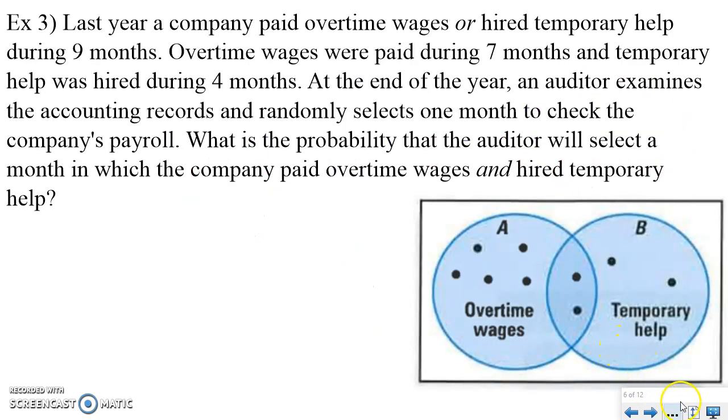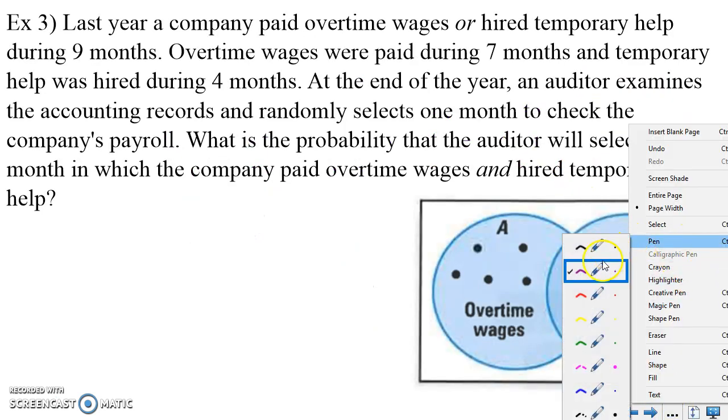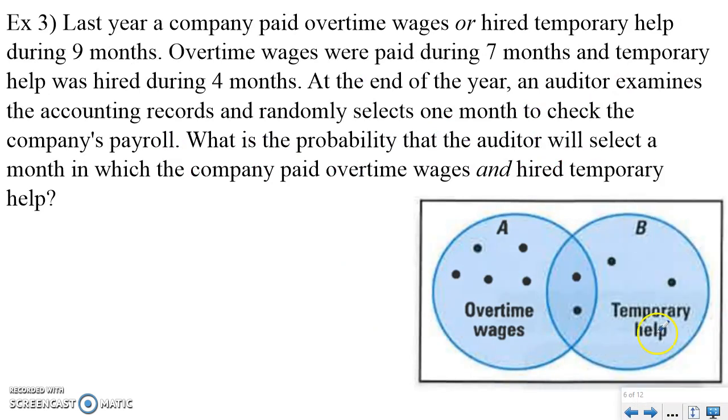Okay, for this next problem, we actually have a Venn diagram here showing us our situation. Last year, a company paid overtime wages or hired temporary help during 9 months. Overtime wages were paid during 7 months, and temporary help was hired during 4 months. At the end of the year, an auditor examines the accounting records and randomly selects 1 month to check the company's payroll. What is the probability that the auditor will select a month in which the company paid overtime wages and hired temporary help? So let's look at the situation here.